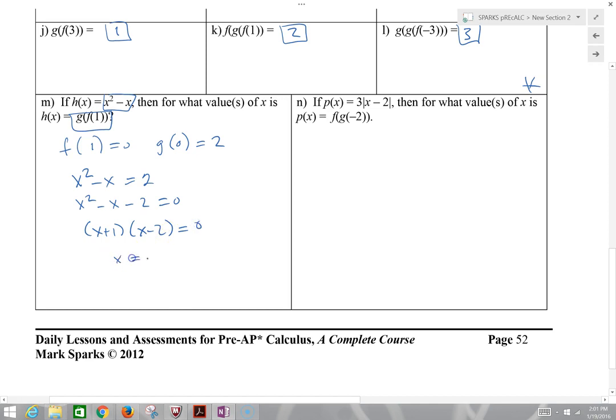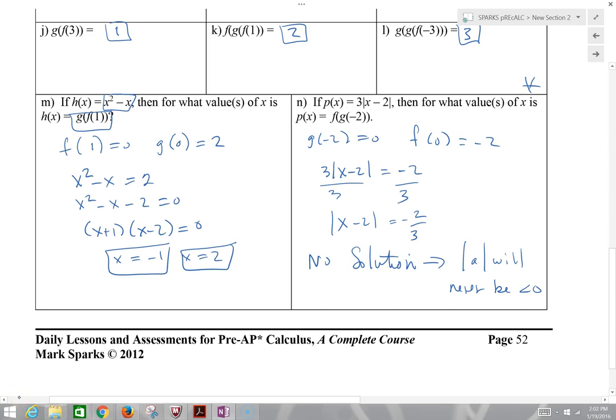So we know that x has to equal negative 1 or x equals 2. You try n on your own. You should pause it right now because I'm going to go through the solution. This one has no solution. When we come down to it, the absolute value of anything can never be less than 0. Therefore, no solution. Next page.